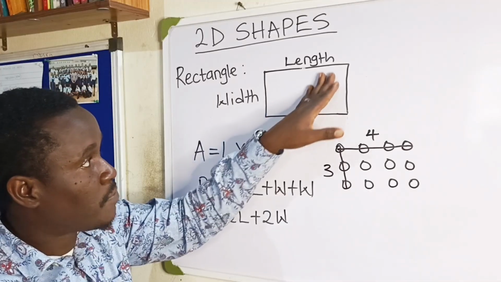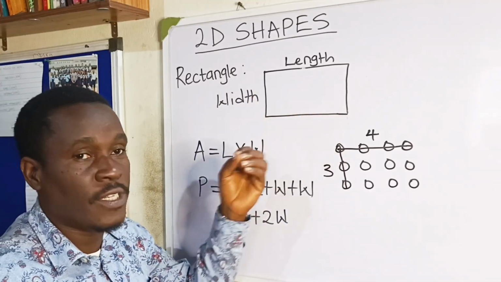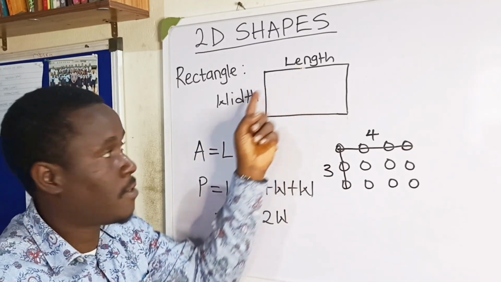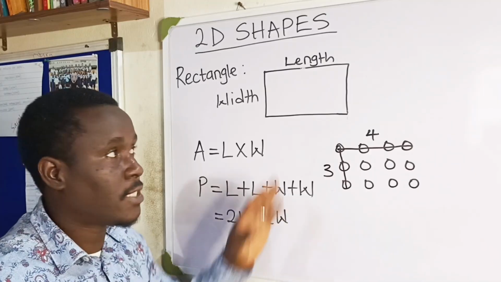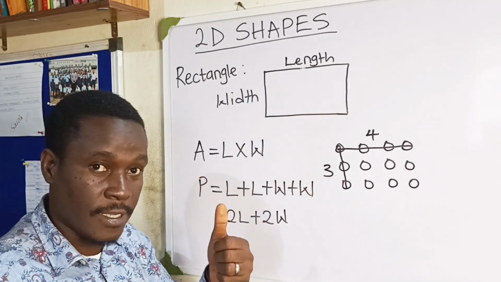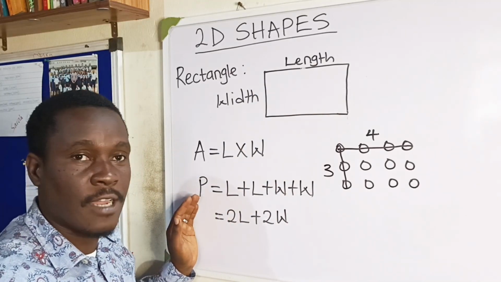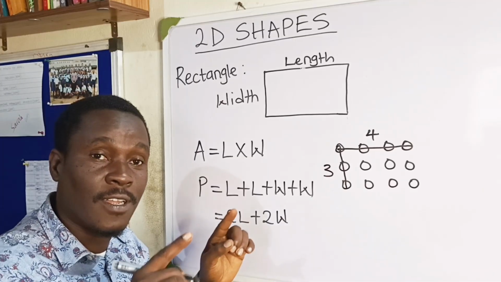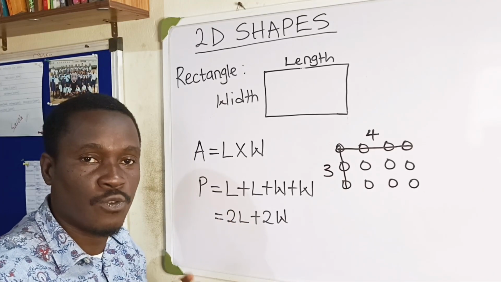To know the entire space inside this rectangle, all we need to do is multiply the length by the width. Once you do that, you know the empty space, right? Perimeter of a rectangle. Remember, perimeter is the sum of the lines surrounding the 2D shape.